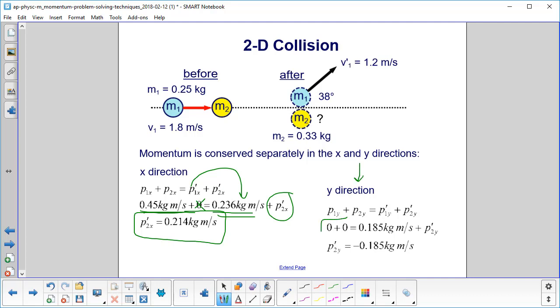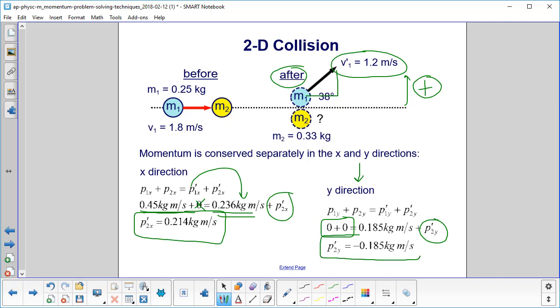Now let's look at the y direction. Our initial momentum in the y direction is 0. Nobody was moving there. But now, afterwards, we have this momentum here. Well, that's the velocity times the mass times the sine of 38, which we solved on the previous slide. And that was 0.185. And since it was in the up direction, we're going to call it positive. And then we add to that P prime 2y. The sum of those has to equal 0. So we now have what P prime 2y is. So we're almost done. We've got the momentum components of mass 2 after the collision.